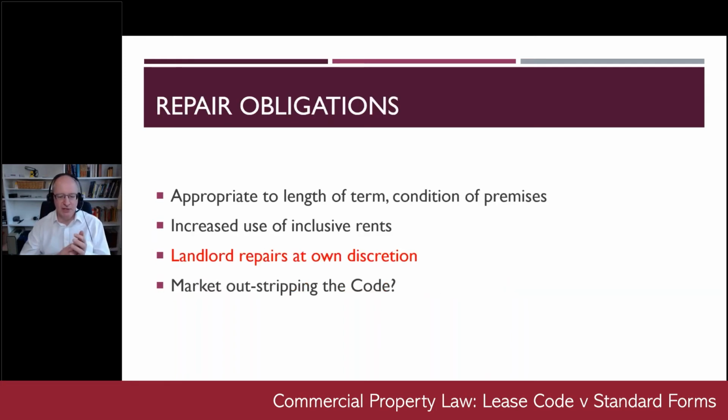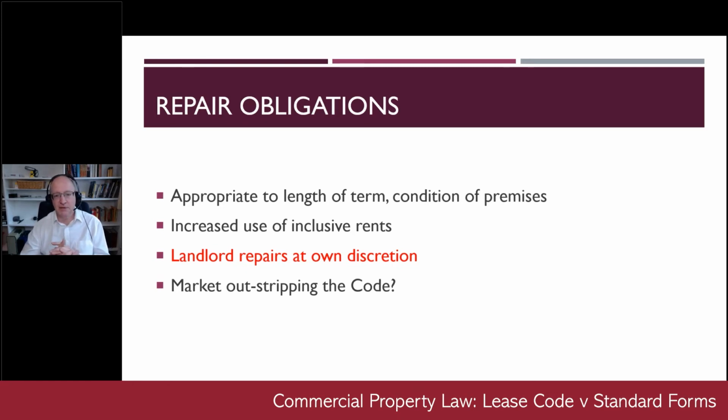As to repair obligations, again, as in the old code, the code said repair obligations should be appropriate to the length of the term and the condition of the premises. They should be proportionate, in other words. I've already mentioned inclusive rents. We can see landlords keeping responsibility for repair under those sorts of arrangements. Again, practice perhaps to a certain extent running ahead of the code. If you've got an inclusive rent arrangement, there's no service charge and there's no repair obligation on the tenant. It's the opposite, or the negative image, if you like, of the clear lease. And it's a very unfamiliar sort of creature. Many landlords are just not going to be prepared to grant leases on that basis. But it's got to be circumstance dependent, I think.